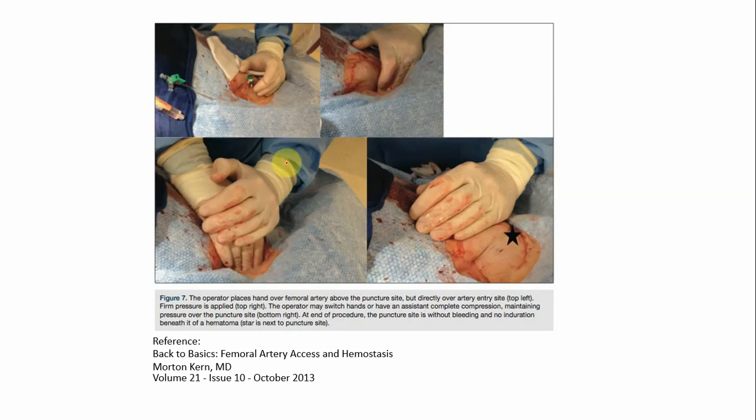If you want, you can support your hand with the other hand to avoid fatigue. The time of holding pressure is approximately twice the size of the sheath. For example, with a 5 French sheath, you have to hold pressure for about 10 minutes. With a 6 French sheath, you have to hold pressure about 12 minutes, and so on.